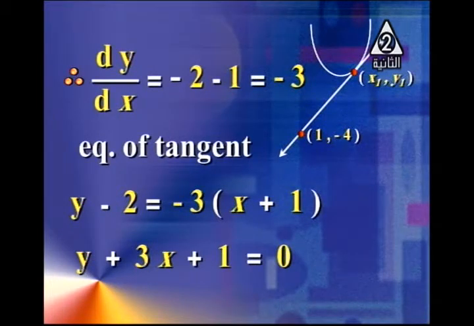Remember, dear student, we have two equations of the tangent. The first equation when x equals 1, and the second equation when x equals negative 1. By using dy by dx, negative 2 minus 1 equals negative 3. Remember, dear student, look at the curve. The curve has point x1, y1. x1, y1 belongs to the curve and belongs to the straight line, or the tangent. The straight line touches the curve at point x1, y1.